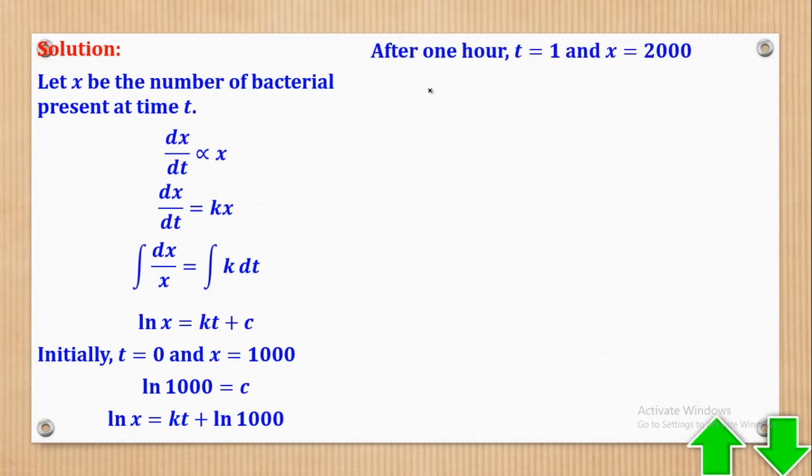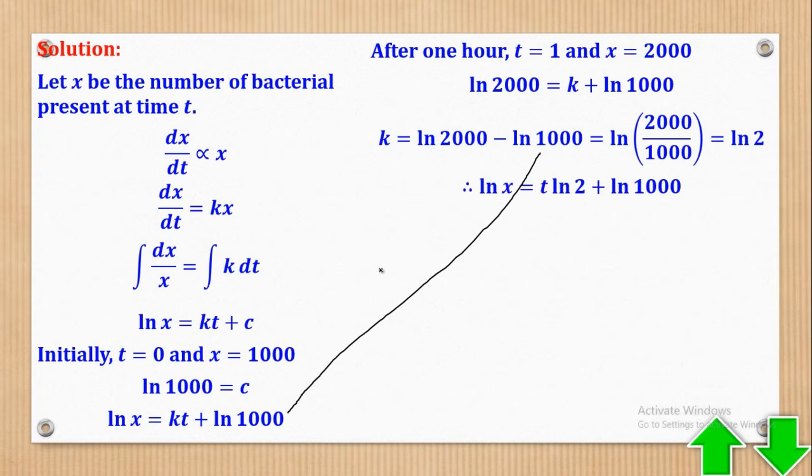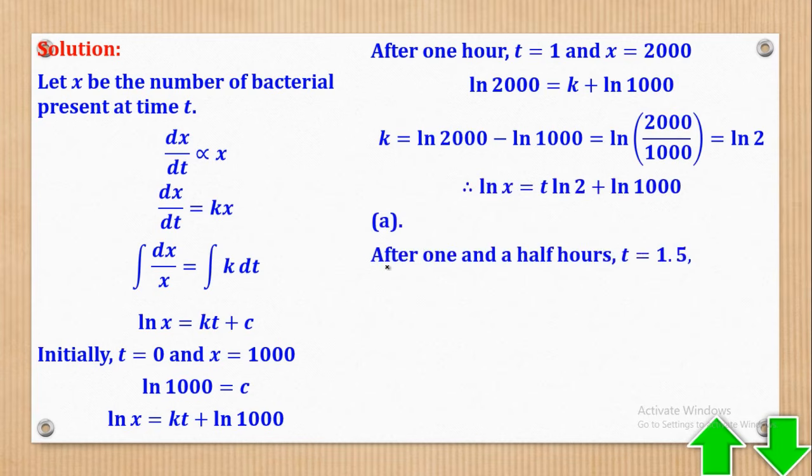The next condition is that after 1 hour t is equal to 1 and x is equal to 2000. Therefore come and substitute to come up with that line. Then make k the subject and k will be equal to ln 2. So still bring that value of k here to come up with that equation. So now we can answer the question. So part A, after 1.5 hours t is equal to 1.5. Therefore come and substitute for t and look for a way of getting the value of x.